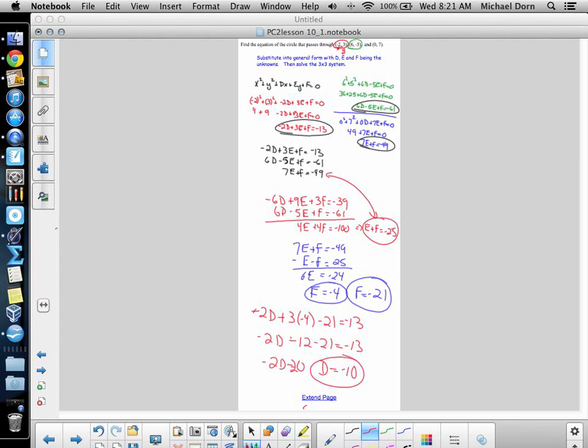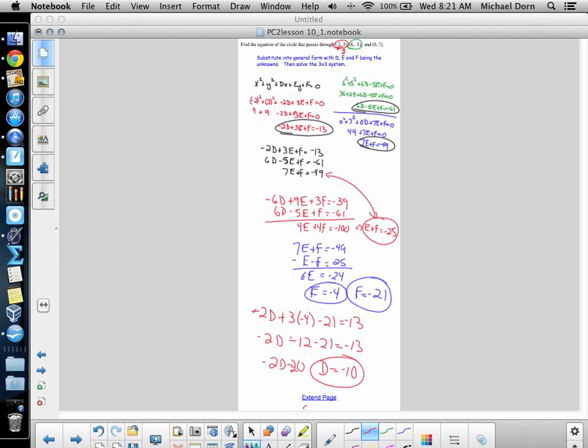And I substitute those back, and I just go back to this. The equation of that circle is x squared plus y squared minus 10x minus 4y minus 21 equals 0. I know D, E, and F, so I've got the equation of that circle. That was fun.